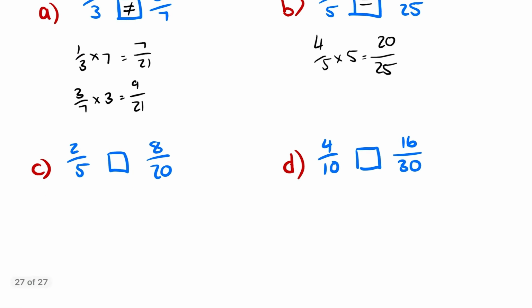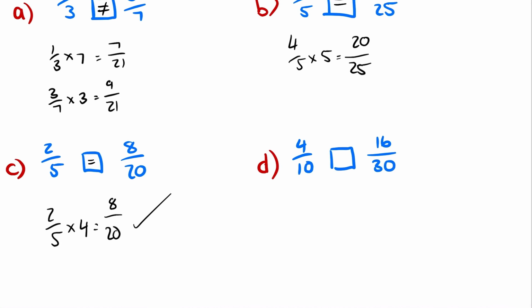Let's go down here. We've got 2 over 5 and 8 over 20. Now I know to get from 2 to 8, I've got to times by 4. So I'm going to go 2 over 5 and times by 4. 4 times 2 is 8 and 5 times 4 is 20. So this is good. It is an equivalent fraction.